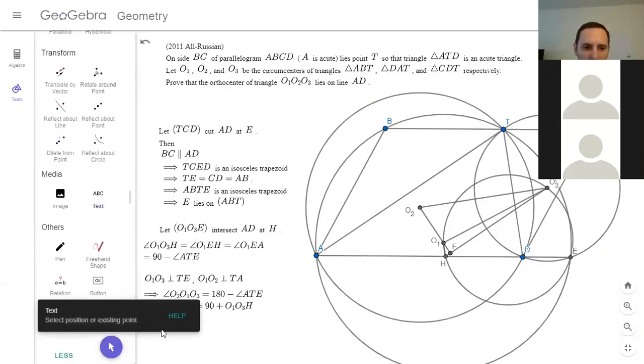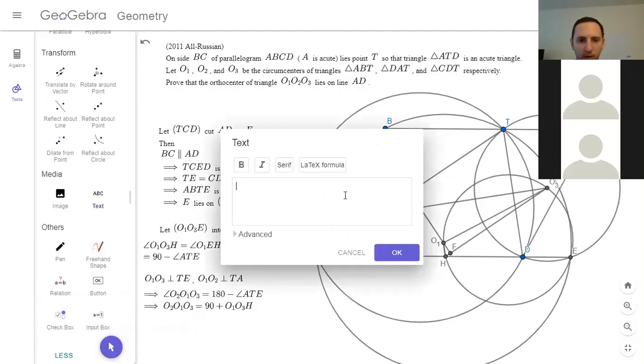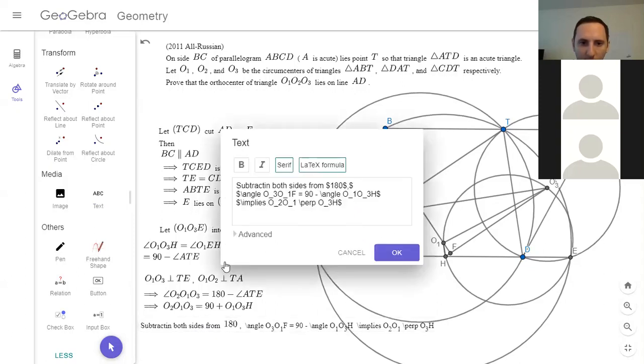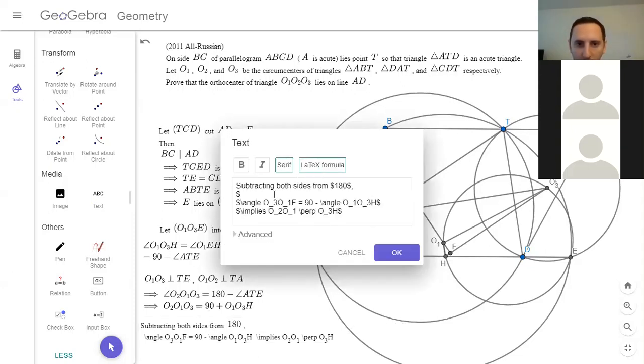So yeah, I'll say subtracting both sides from 180. Then we have angle O3O1F is equal to 90 minus angle O1O3H. And that means that O2O1 is perpendicular to O3H. And this pretty much solves it. So, why is my LaTeX? There we go.